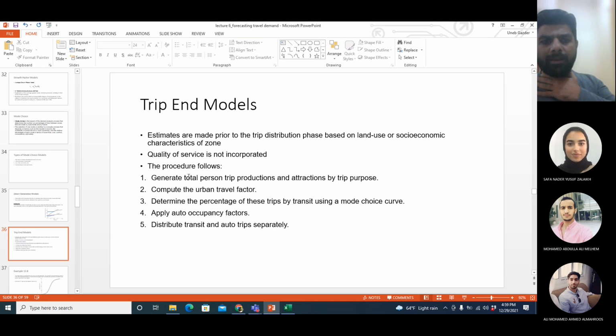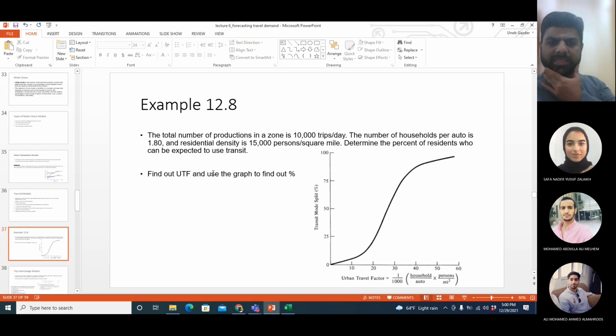The procedure for a trip end model has 5 steps. First of all, calculate the total person trip productions and attractions by trip purpose, what we have done earlier in the last lecture. Compute the urban travel factor. We will talk about it later on. Find out the percentage of trips for transit using a mode choice curve. I will show it to you in the next slide. Apply auto occupancy factors and distribute transit and auto trips separately. So let us go through this procedure.